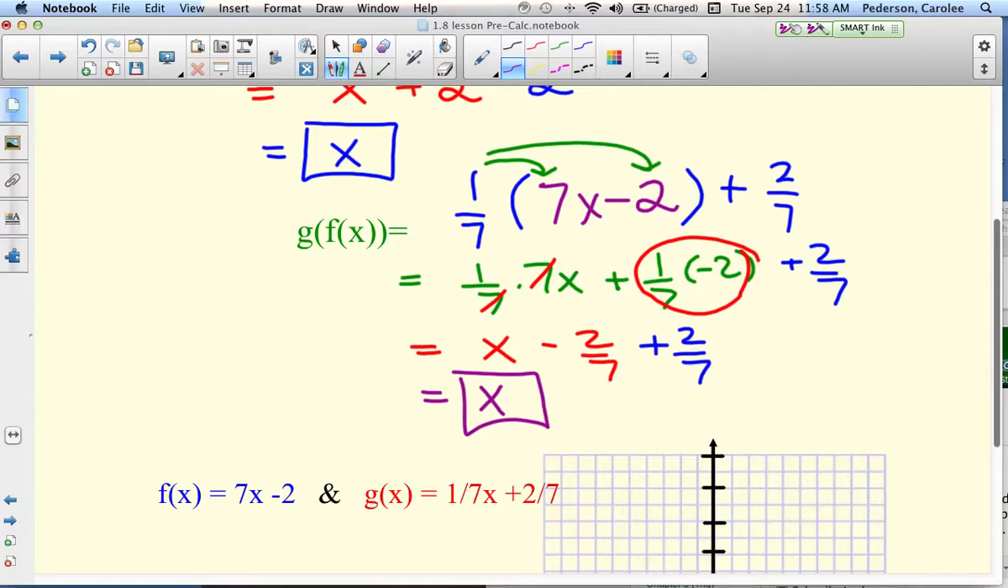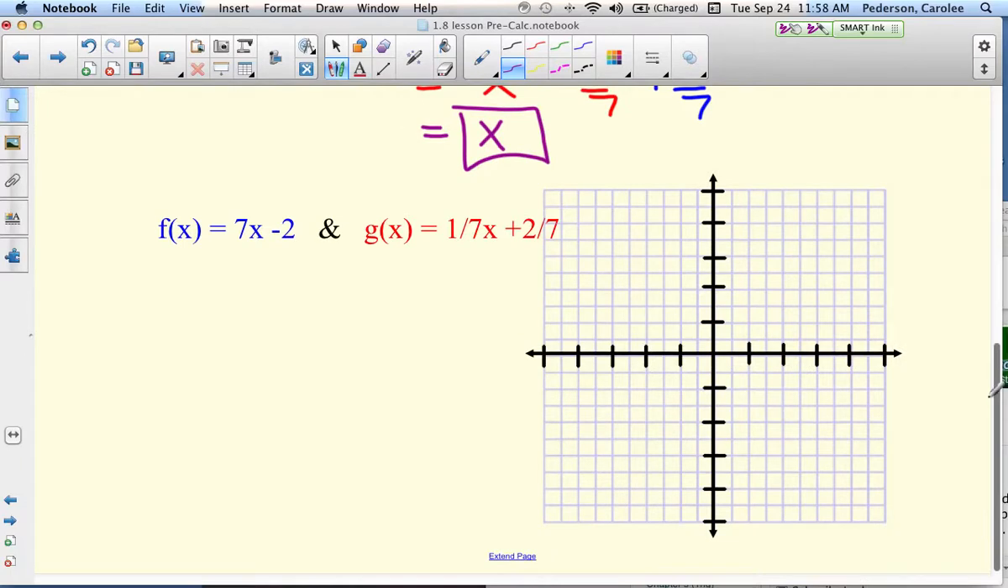If you wanted to take the time, you could graph these two on a coordinate plane. And this identity line, y equals x, its y-intercept is 0 and its slope is 1. If you were to graph these two lines, they would be symmetric about the reflection line y equals x.